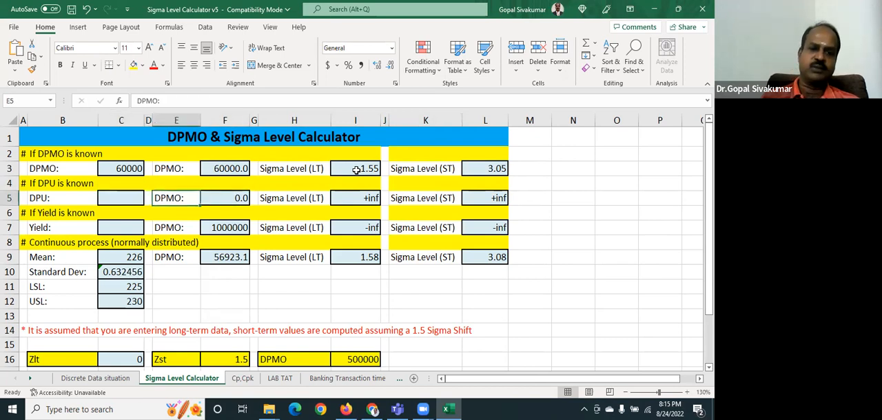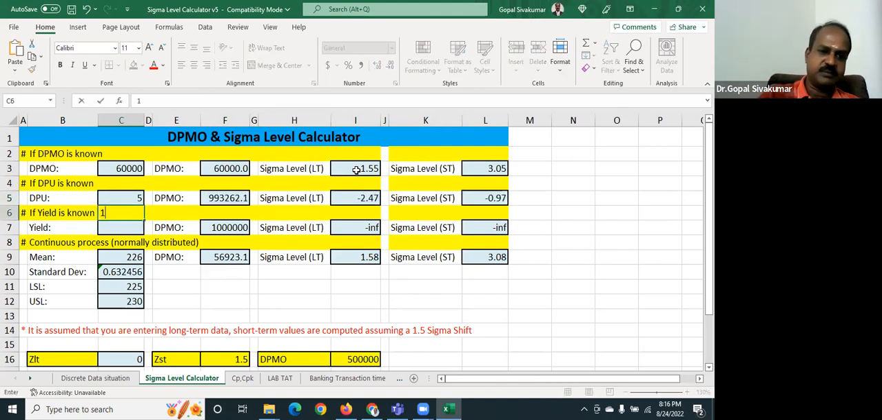If you know both, then also this will come. Let's say defects per unit is 65, which is too high. Once I give defects per unit, this is too high, that is why sigma levels have become minus infinity. So let me give a smaller value. Defects per unit is 5, then also it is negative. 1, okay. All right, so this will be helpful for that purpose.